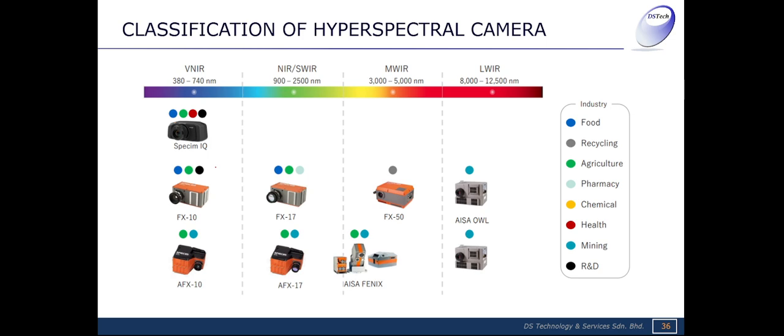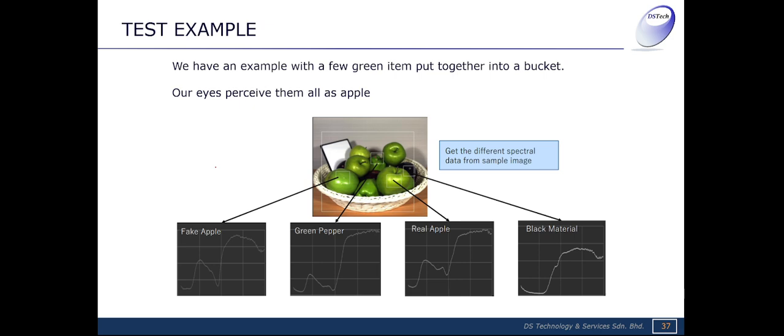Again, this is just an example. I took this sample from Spectrum themselves. They have a few different types of green things. Basically, they want to see an apple, but there's some apple, some green paper, a real apple, and some black material. Even though they are all green, you can't really tell the difference, but you can see from the spectral distribution that there is a difference. It's just an example of how a hyperspectral camera works.